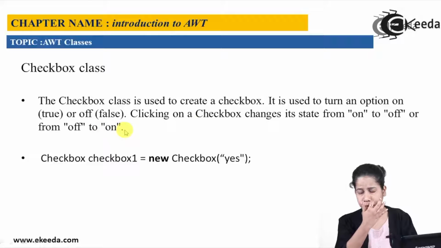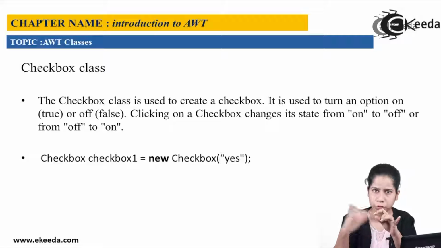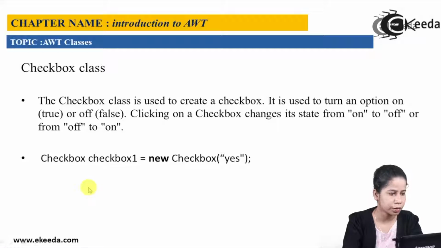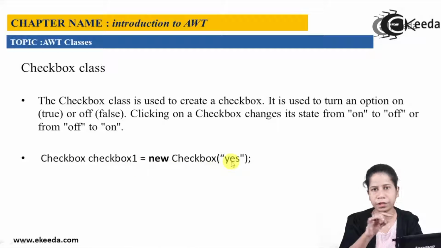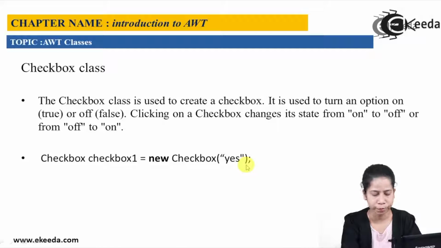So basically, a single checkbox has two states: on and off, true or false. Whenever I check it, it becomes true, and whenever I uncheck it, it is off, or I can say false. Okay, so if you see here, I have checkbox1 equals new Checkbox, to which I have given the caption, that is yes. You can have a default value set to it, true or false. That is the second parameter you can pass to the constructor, which we will see through a program.